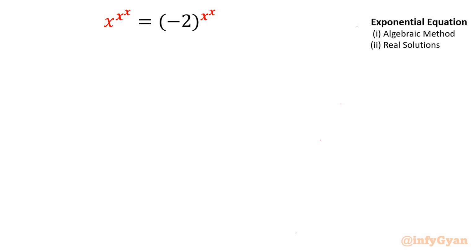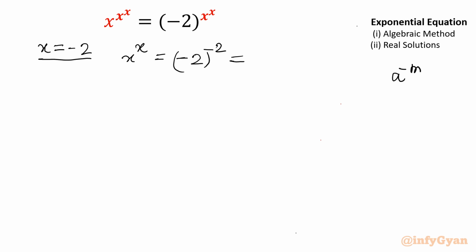How many of you are thinking that x = -2 is the solution of this equation? Let us verify first that this statement is not true. For x = -2, see what will happen to the left-hand side: x^x will be (-2)^(-2). a raised to the power -m we can write as 1 over a raised to the power m. So it will be 1 over (-2) raised to the power 2, that means 1/4.